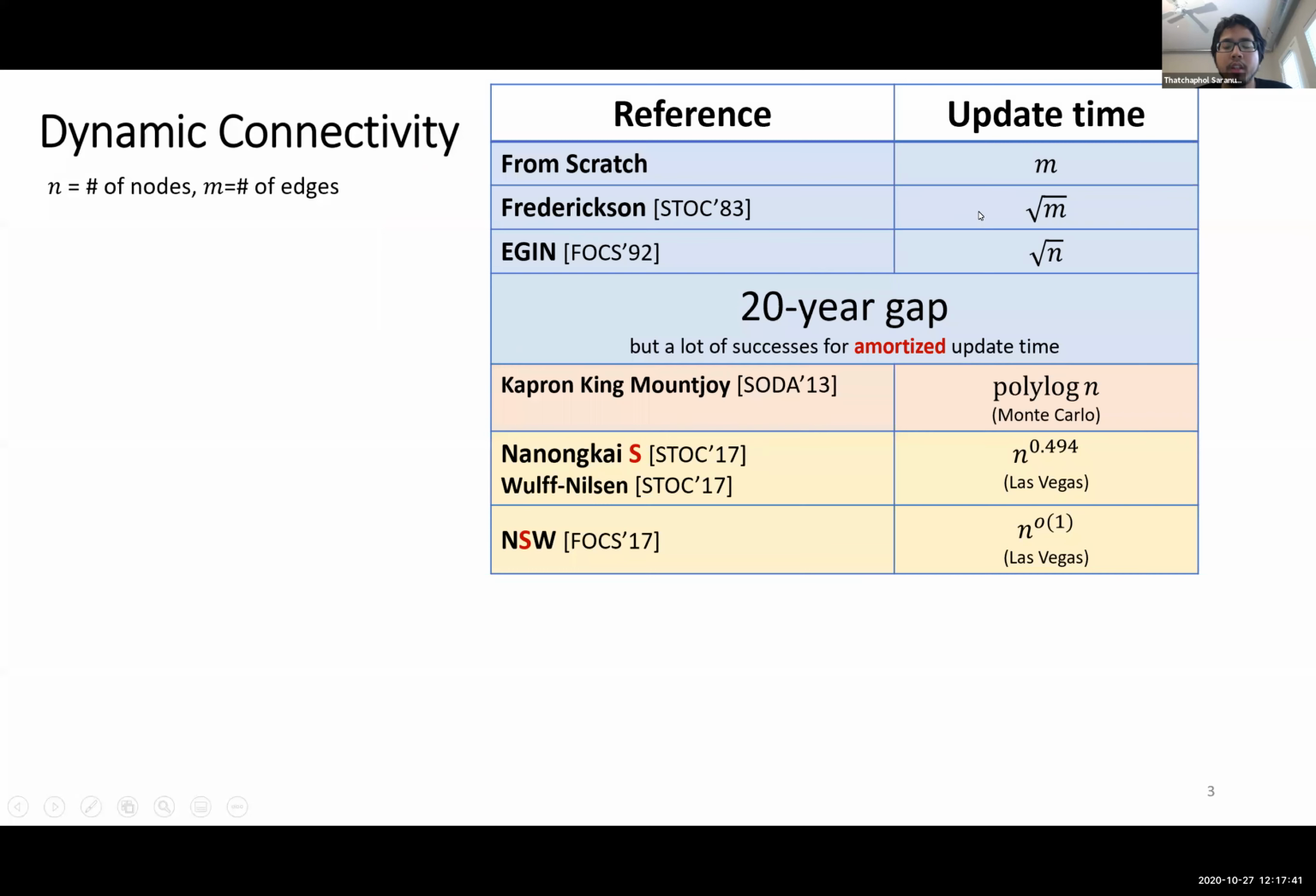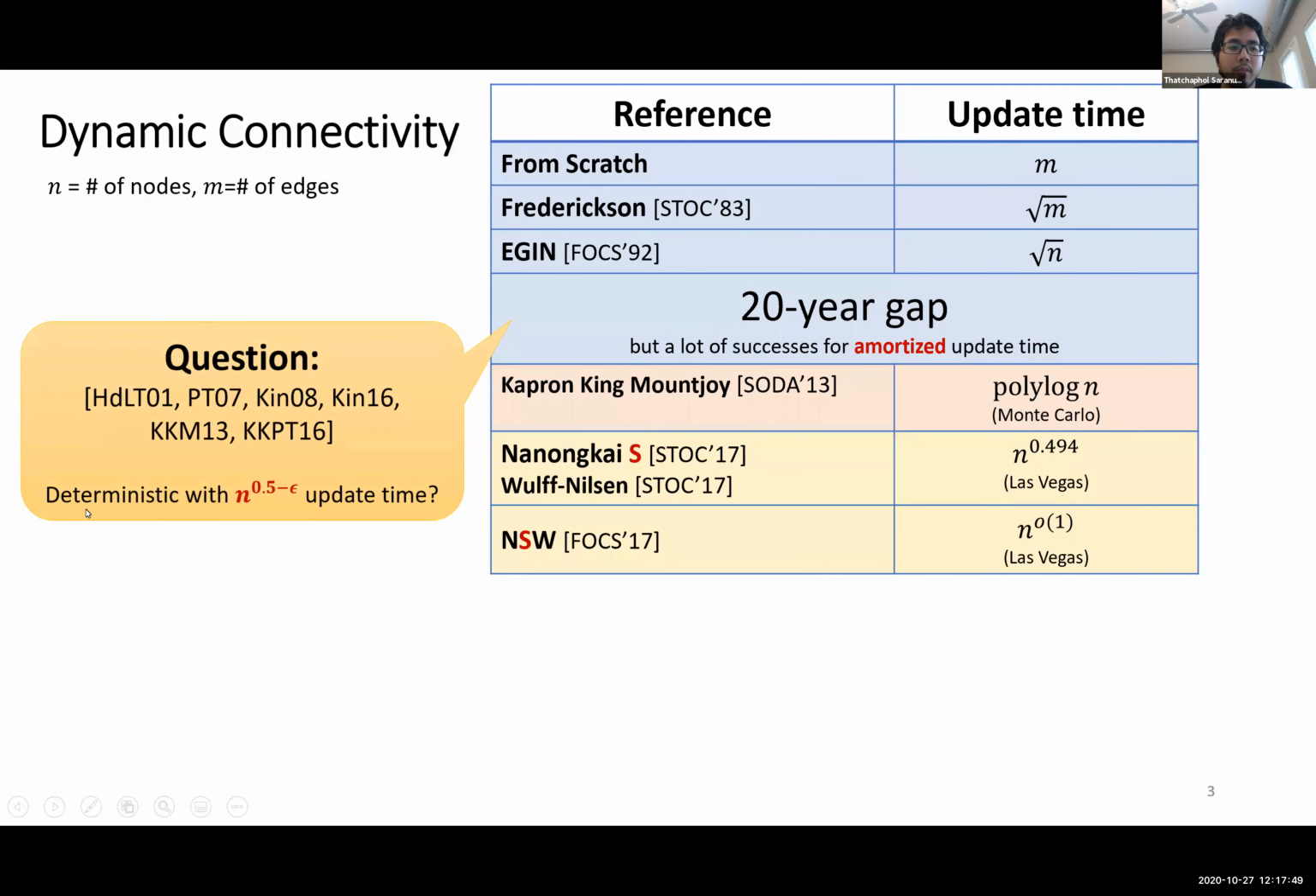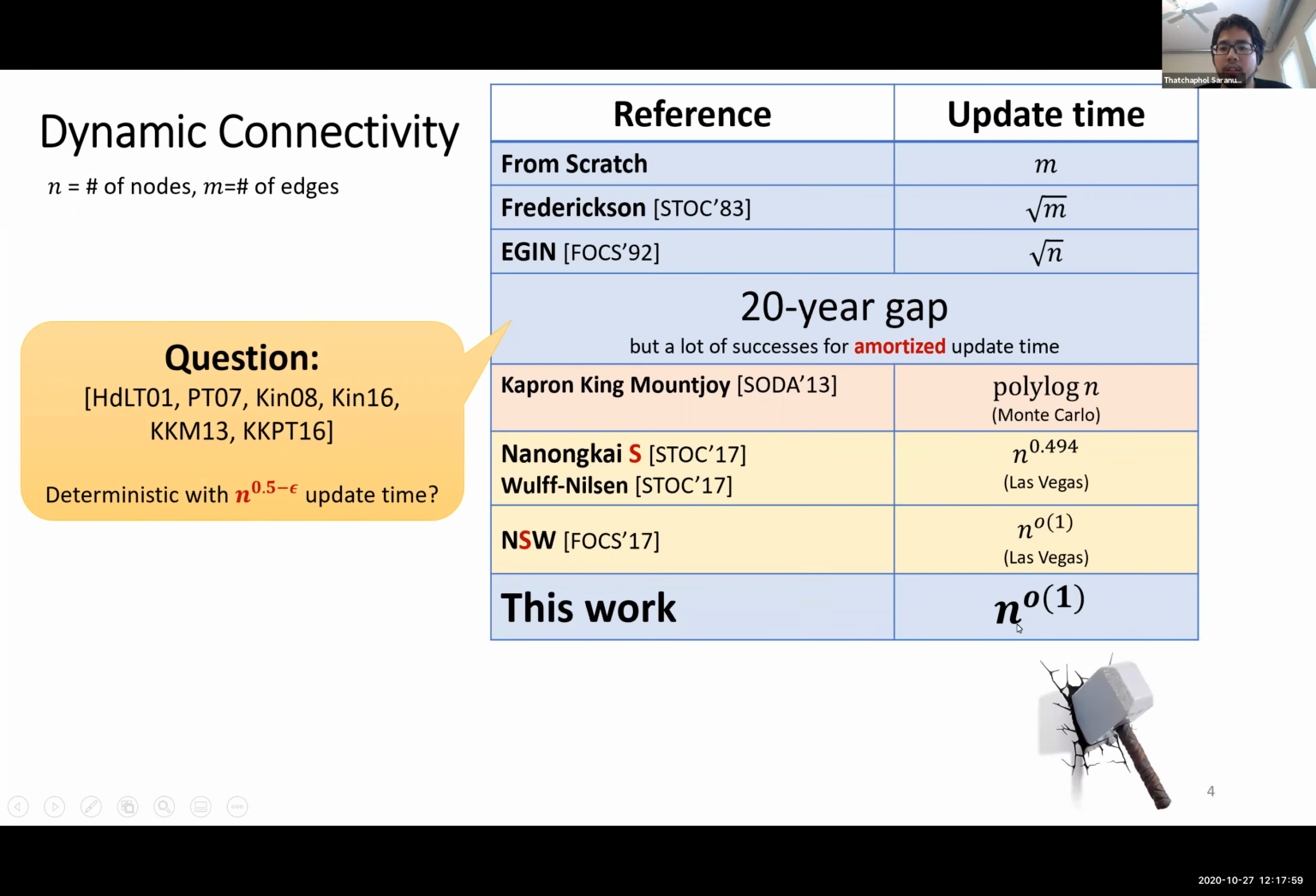It has a long history and people got stuck at root n update time for a long time. People kept asking if we can make it deterministic, if we can get a deterministic algorithm below root n update time. And eventually, in this work, we can do it. N to the little o(1) instead of root n, not Las Vegas or Monte Carlo.